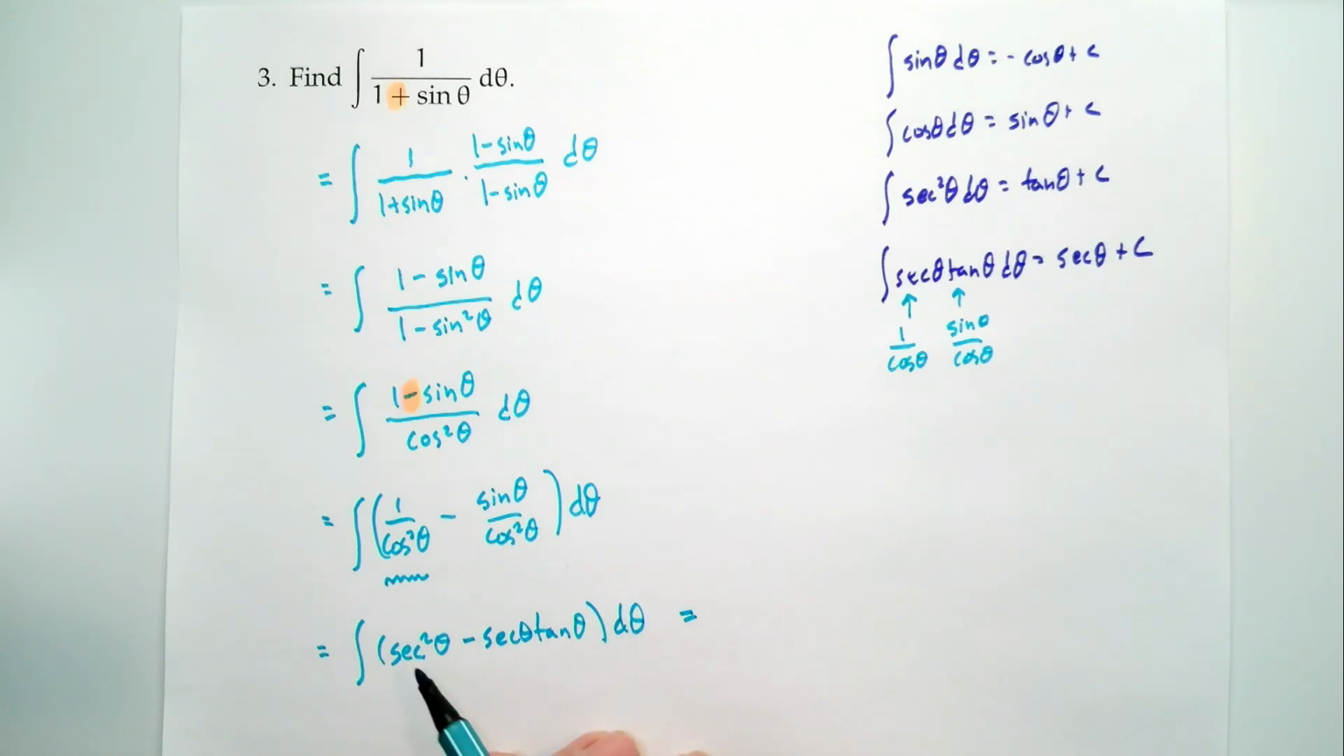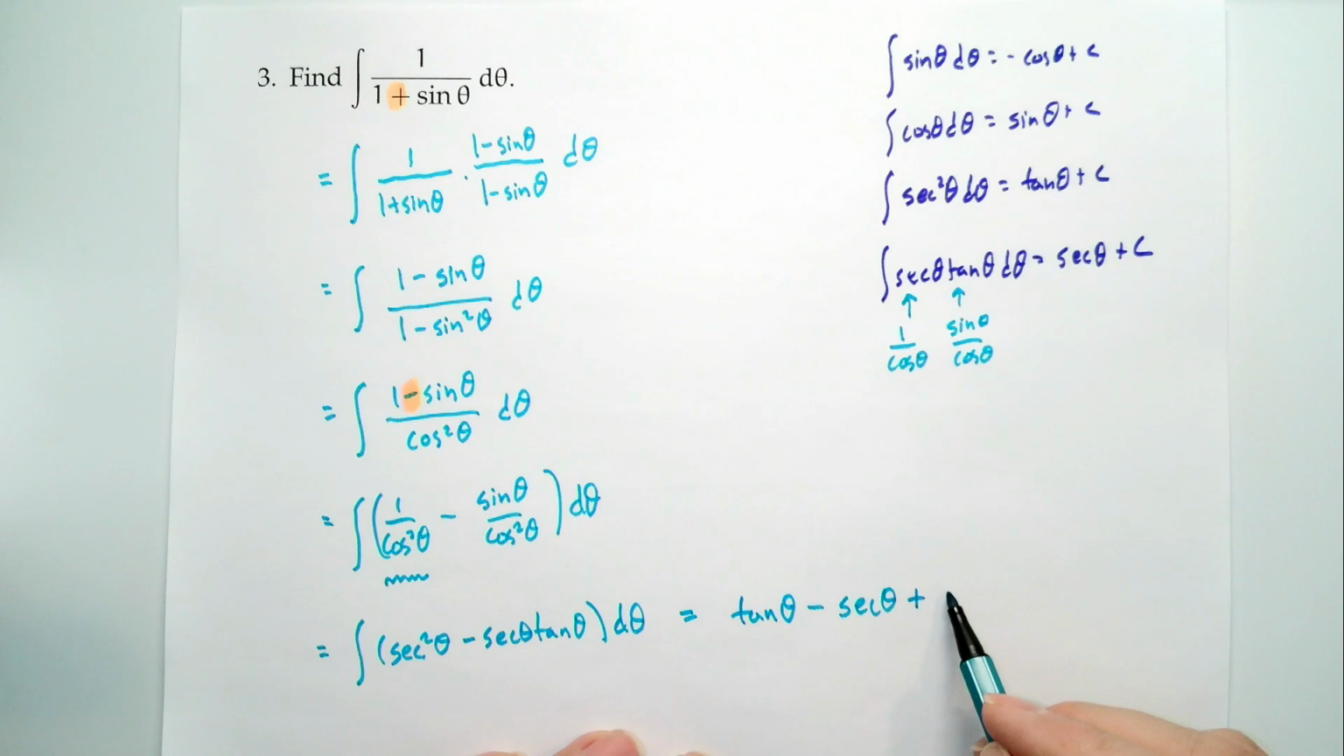So we say, okay, the integral of secant squared is tangent. And then minus the integral of secant times tangent is secant. And of course, plus c.